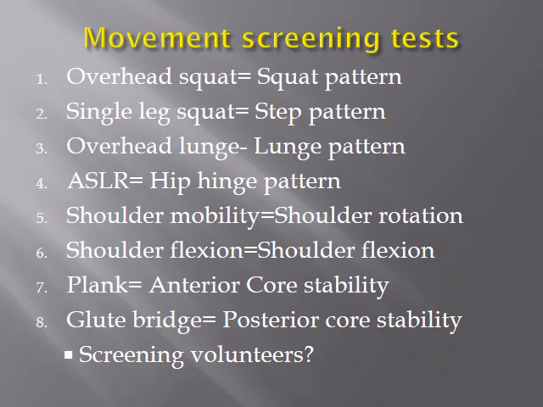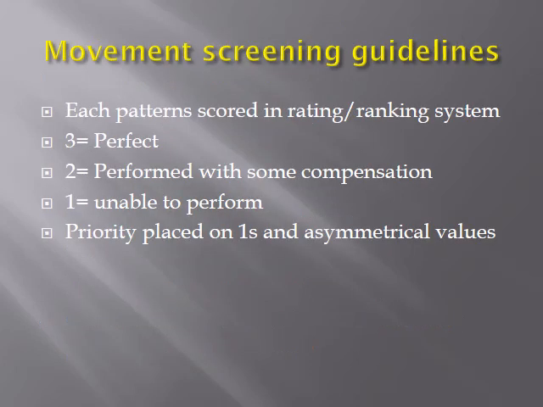From there, we start to get them onto their back, and we look at their hip hinge pattern through the active straight leg raise, as well as core stability, both the posterior and anterior core, through the plank and the glute bridge. And the way we score is through a rating and ranking system. If the person can do the movement perfectly, they're getting a 3. If I see the person lift their leg and they clear my dowel rod in the active straight leg raise, they get a 3. I don't need to see it more than that because they did it well. So I'm just going to score them a 3 and move on.